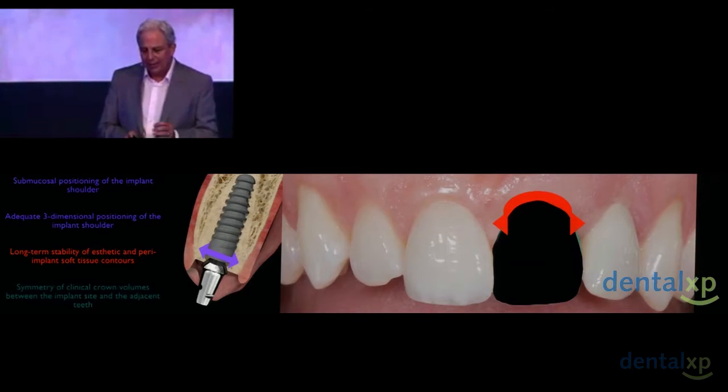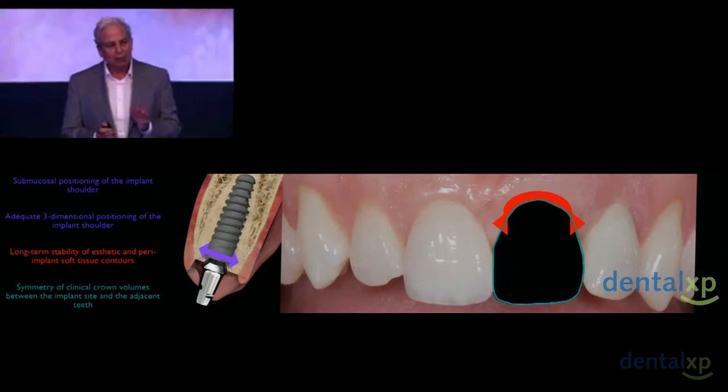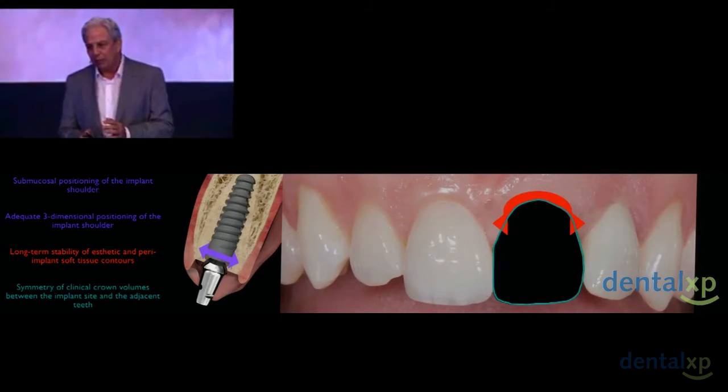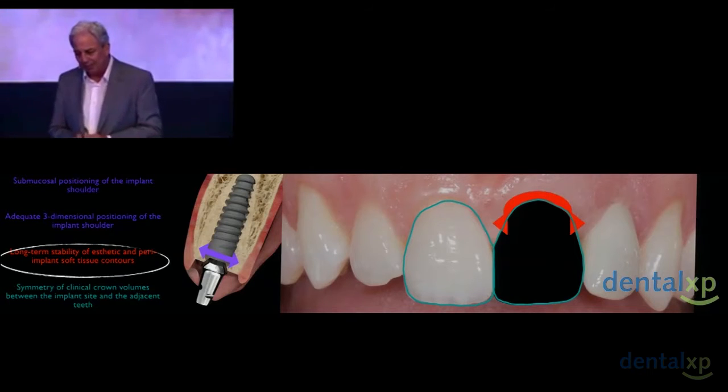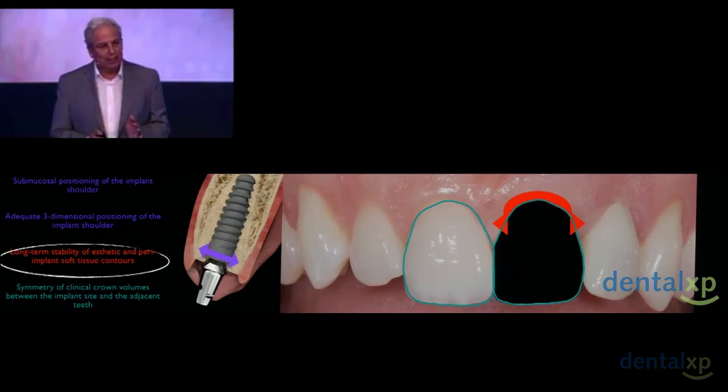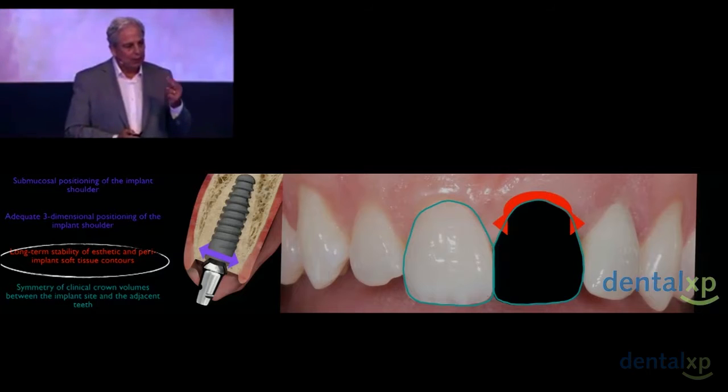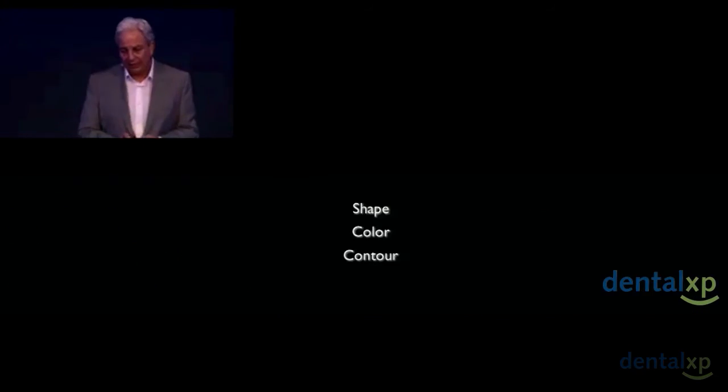And of course, when we're talking about aesthetics, we want to make sure that the tooth that we're going to be replacing is going to be equal in volume to the contralateral tooth or whatever other tooth is nearby in order for us to get the aesthetic result. David asked me to speak about the tissue stability, both color stability as well as the shape stability of the tissue. So that's what I'm going to be speaking on.